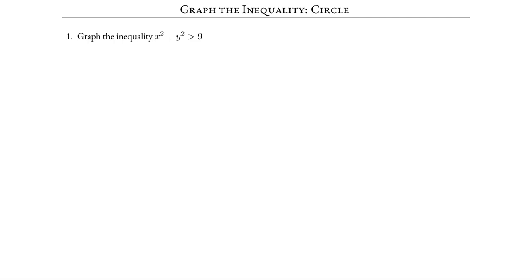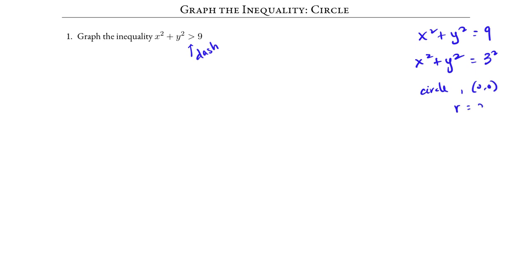Graph the inequality x squared plus y squared greater than 9. First, we pretend that this is an equation, x squared plus y squared equals 9, and keep in mind that this is a strict inequality, and so we can only use the dashed or dotted line, but not the solid curve or line. This equation, we recognize, is x squared plus y squared equals 3 squared, so it is a circle centered at the origin with the radius 3.